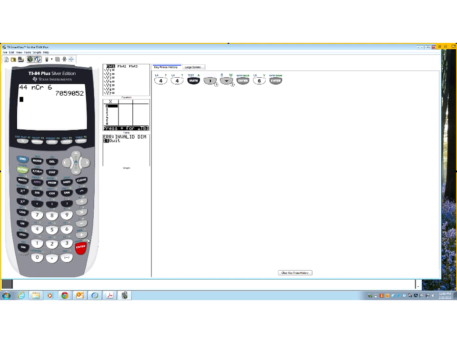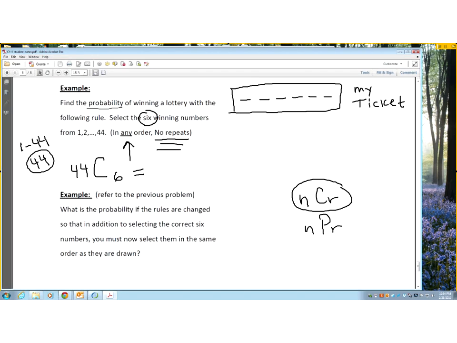Now, I didn't answer the question about the probability. I just found the possibilities, the total number of outcomes, the total number of ways we can select 6 numbers from 44. So I'm going to write that down. It's 7,059,052 ways of selecting 6 numbers from 44, from 1 to 44.